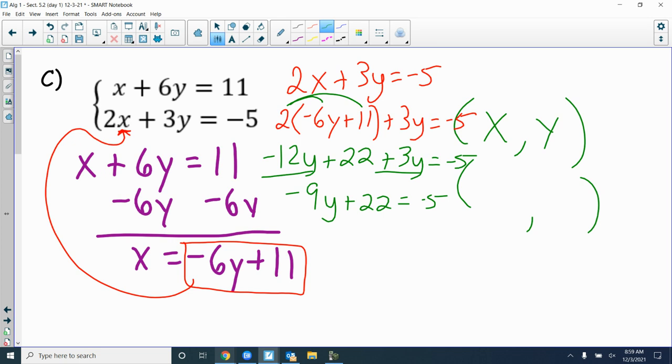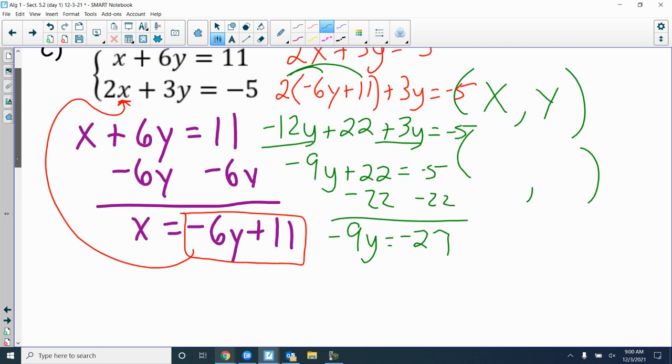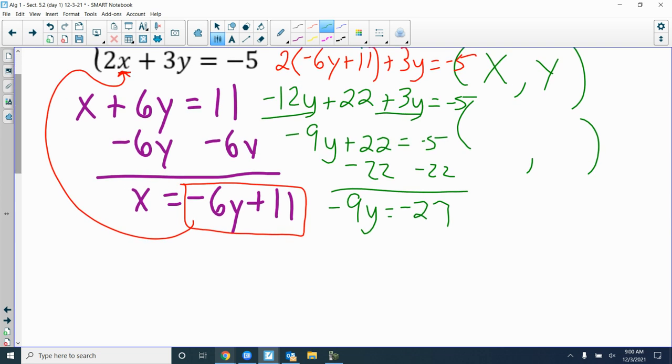Now what? Miss Pixler, what do I do now? Subtract 22. Nice job. What do you got? Negative 9y equals negative 27. Thank you. Emily, what do I do now? You divide negative 9 on both sides. And what do you got?